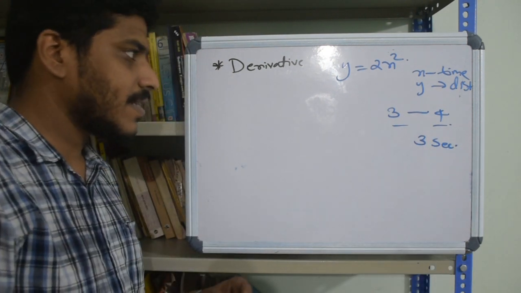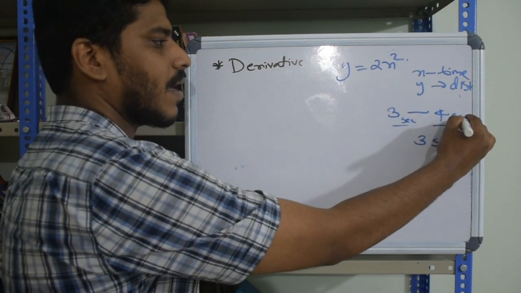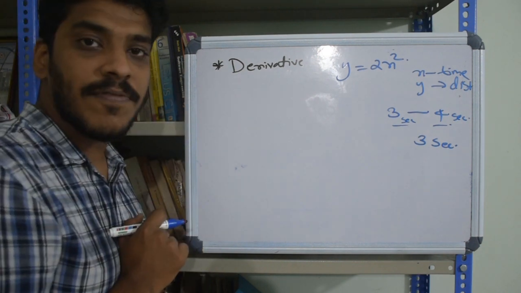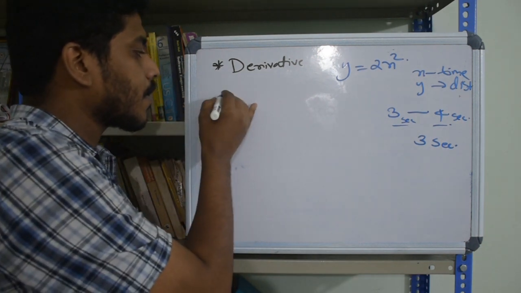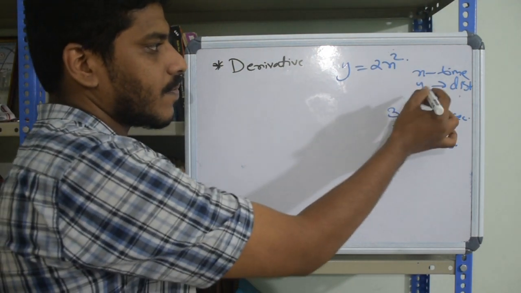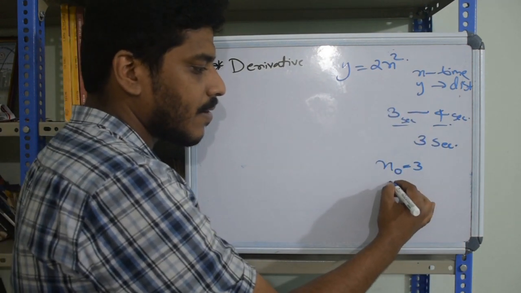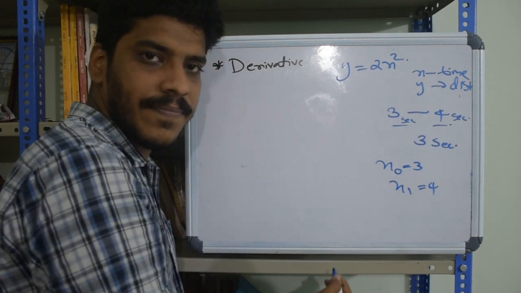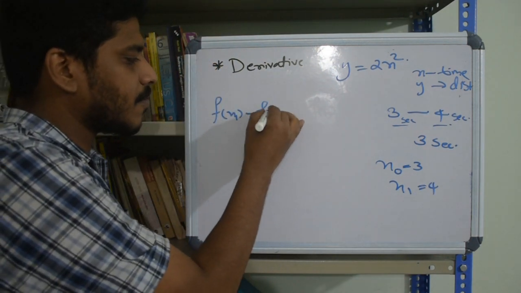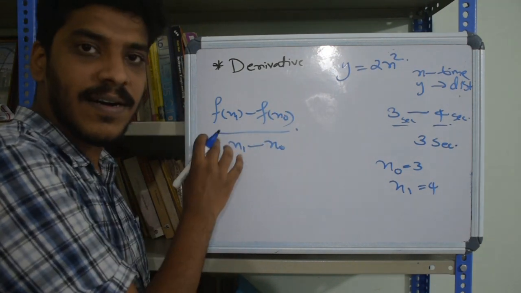So we are trying to find the average velocity between 3 seconds and 4 seconds and the instantaneous velocity at 3 seconds. So what was our formula? Our x0 is 3 here and x1 is 4 here, right? So the formula was f of x1 minus f of x0 divided by x1 minus x0 to find the average velocity.